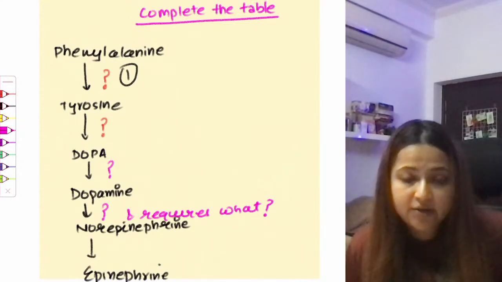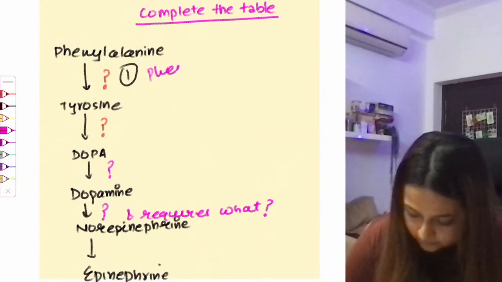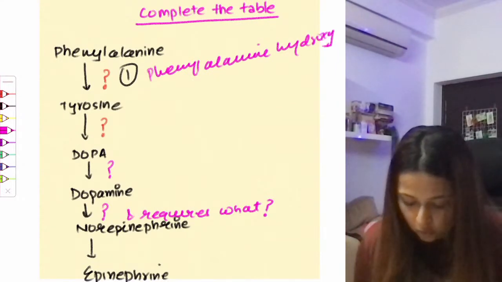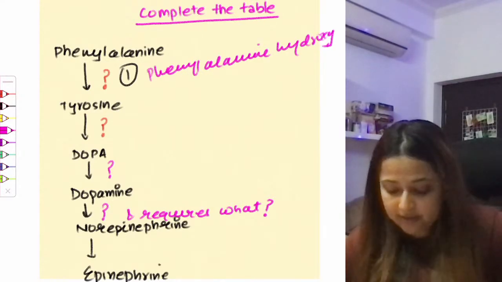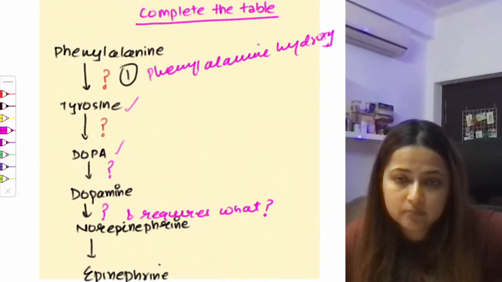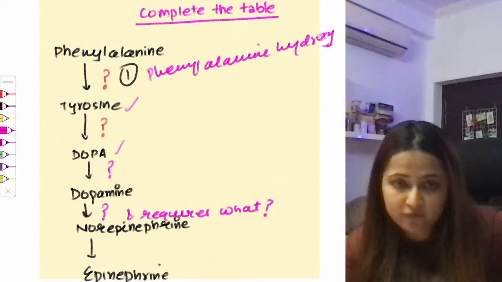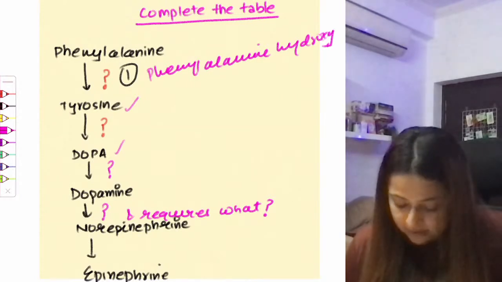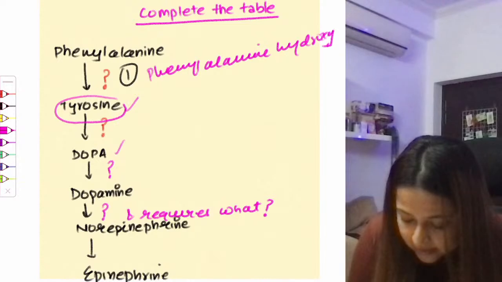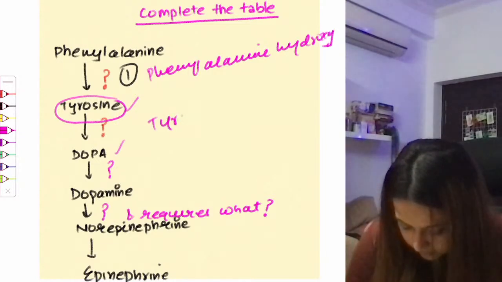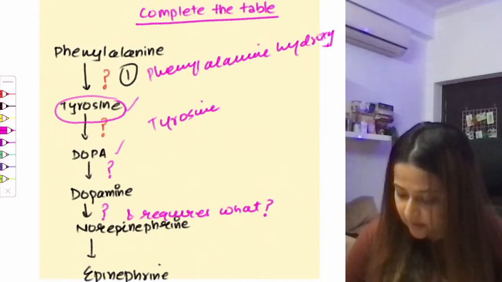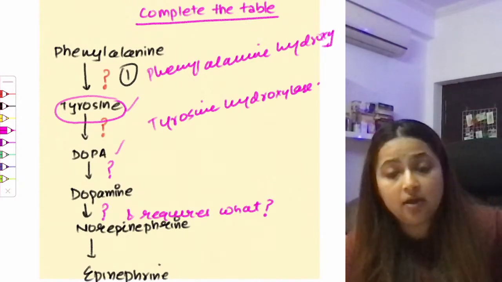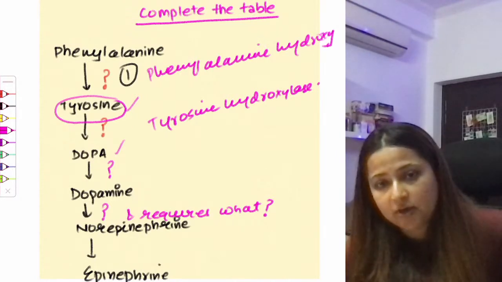Yes, Sachi, you gave the right answer. The answer is phenylalanine hydroxylase. Now, the next step is tyrosine getting converted into DOPA. Which enzyme is responsible for the conversion of tyrosine to DOPA? You will start the enzyme name with tyrosine itself. So this is going to be tyrosine hydroxylase. So phenylalanine to tyrosine with the help of phenylalanine hydroxylase, and tyrosine to DOPA with the help of tyrosine hydroxylase.